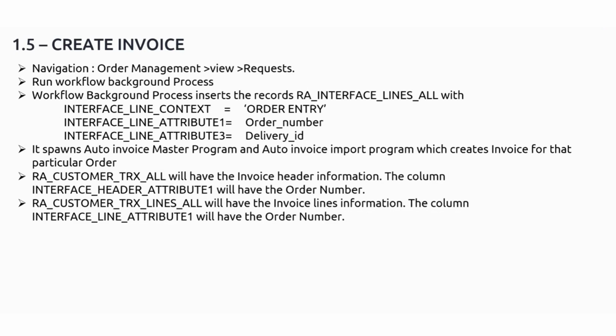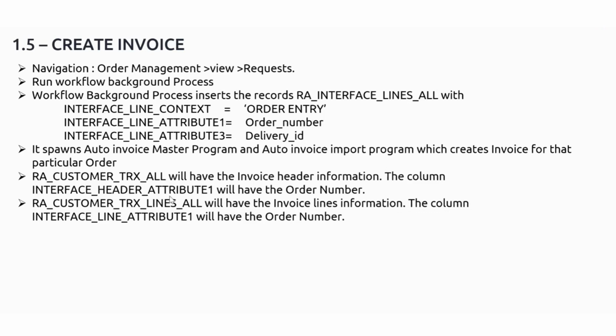Now to transfer the data from your interface to your base table, we have the Auto Invoice Master and Auto Invoice Import programs. The master program will spawn the import program, and it will take all the eligible lines from the interface table and create the invoice. When we are talking about creating the invoice, the base tables for invoices are RA_CUSTOMER_TRX_ALL and RA_CUSTOMER_TRX_LINES_ALL. TRX_ALL is the invoice header, and this is the invoice lines information.